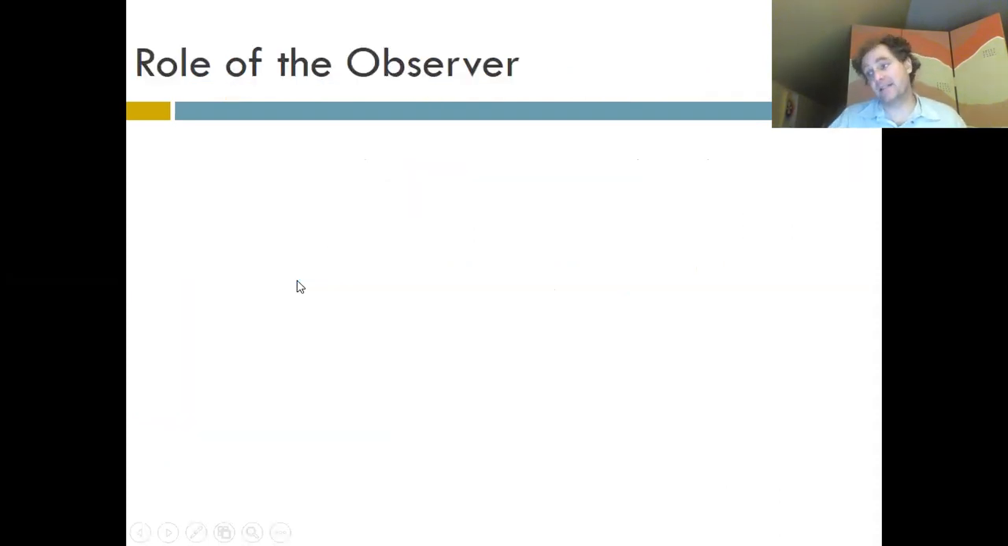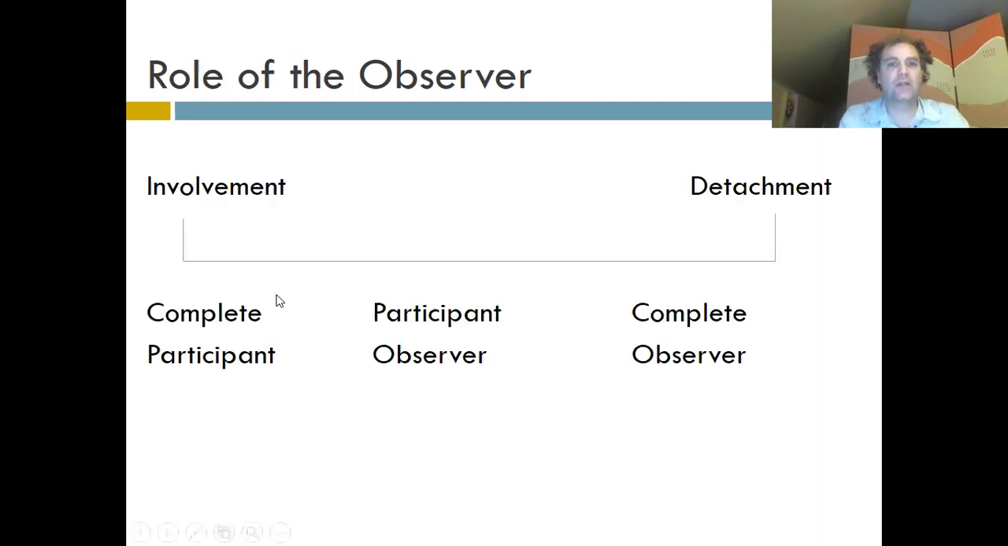Okay, now let's step back and talk a little bit more abstractly, right? Now we can talk about the role of the observer, right? So the ethnographer is going to live and study a social group for an extended period of time. And so the question is, well, what's their role going to be in that group? How are they going to live and function in that group? And so essentially, there are basically three different ways that a researcher can be involved in the social group that they're interested in.